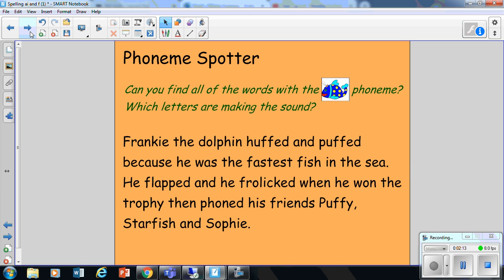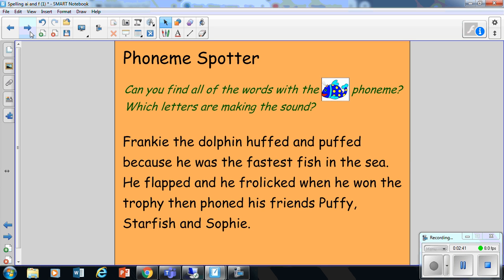Just a little reminder of how we use our sound buttons: a dot under single letters and a line under the digraphs, the two letter sounds. I'm going to start reading. You're going to have your phoneme spotter hats on, eyes wide open, and read along with me, follow along, then underline those, and we will check them in a moment. So off we go.